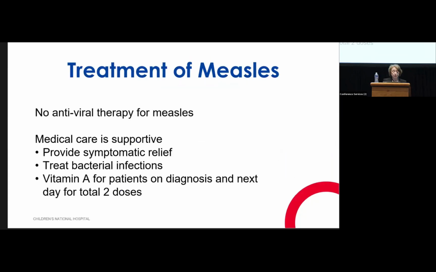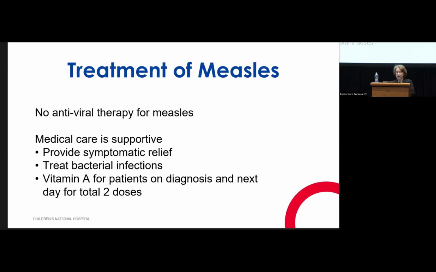Okay. So treatment of measles. There's no antiviral therapy for measles. The measles virus is susceptible to ribavirin. There have been no controlled trials done with this agent for measles, and the FDA has not licensed it. However, if we had an immunocompromised patient with measles, we would obtain an emergency IND and use ribavirin. Medical care is supportive. It's symptomatic relief. If there's a superimposed bacterial infection, obviously we would treat that.